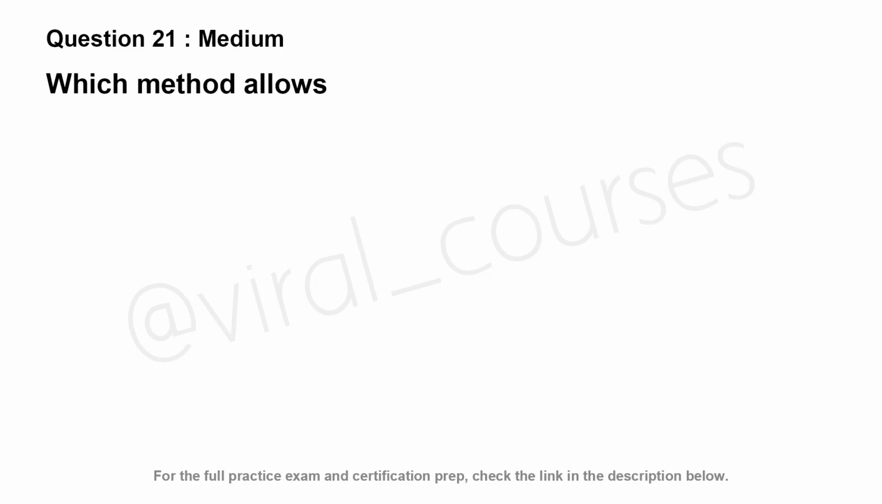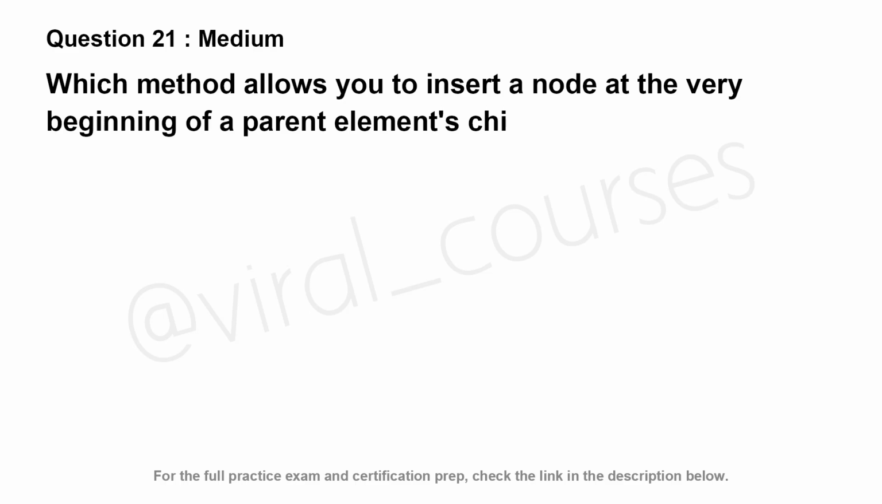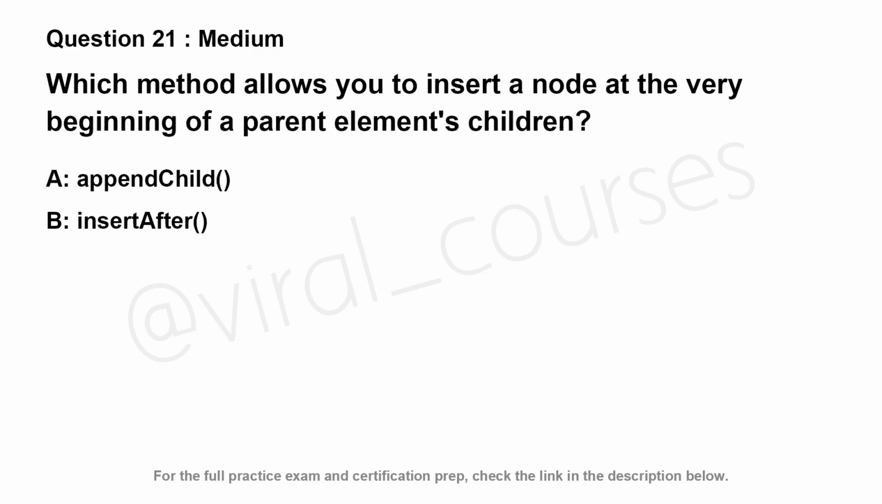Which method allows you to insert a node at the very beginning of a parent element's children? Option A, append child. Option B, insert after. Option C, prepend. Option D, add to start.